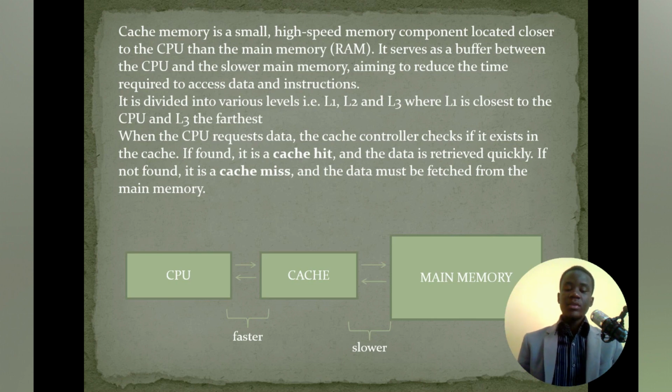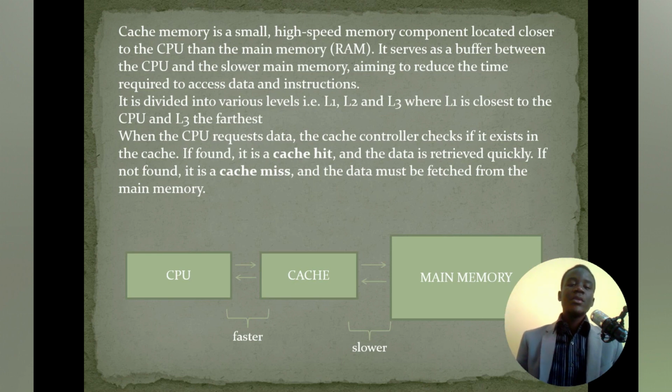Why is it faster? Because we can talk of the bus length to access data. The bus length between the CPU and the level 1 cache memory is very little compared to level 2 and level 3. So level 1 is the fastest, level 2 is faster, and level 3 is fast.